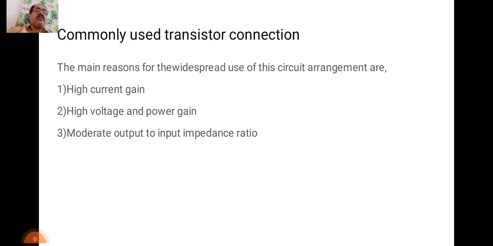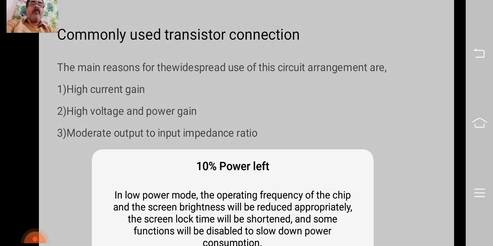So let us consider the commonly used transistor connection. Out of the 3 transistor connections, the common emitter circuit is the most efficient. It is used in about 90 to 95% of all transistor applications. So let us consider the main reasons for using this circuit arrangement.